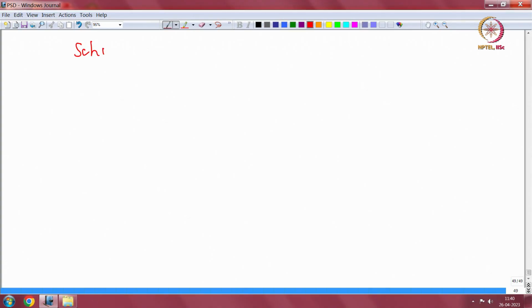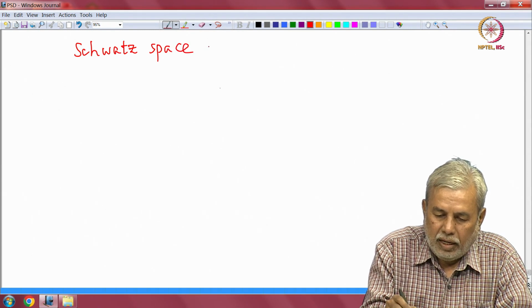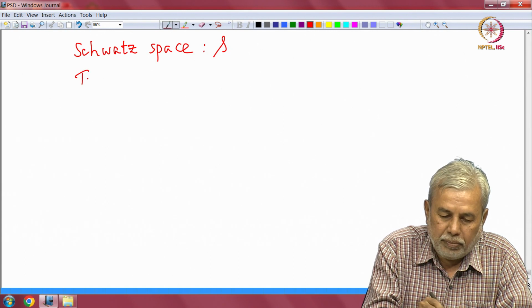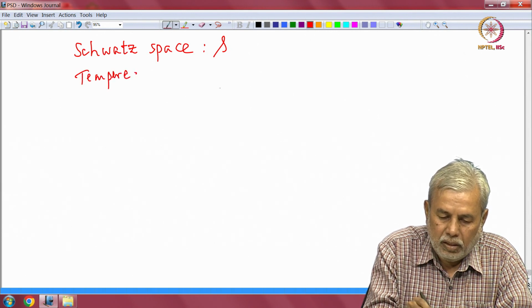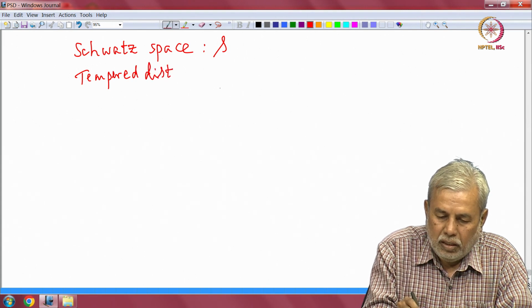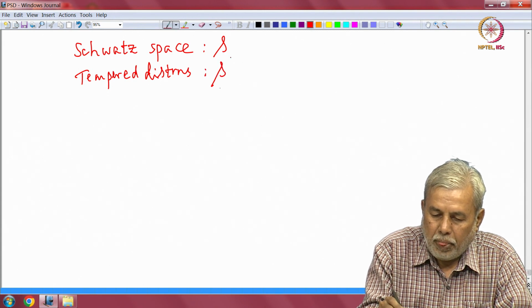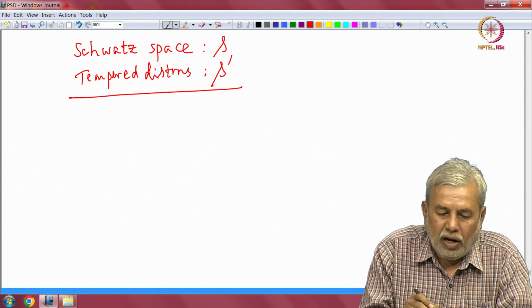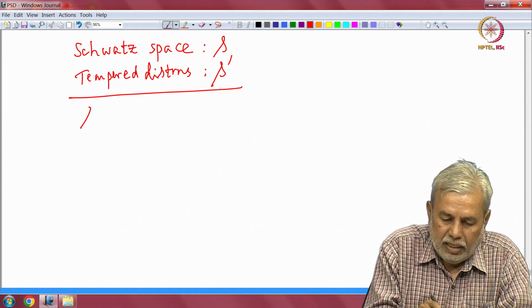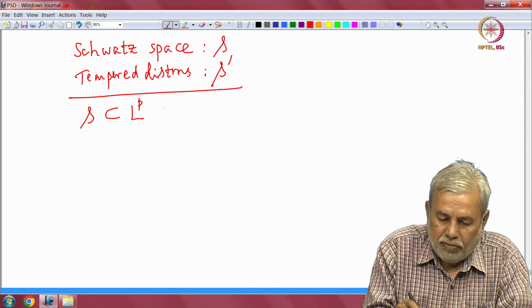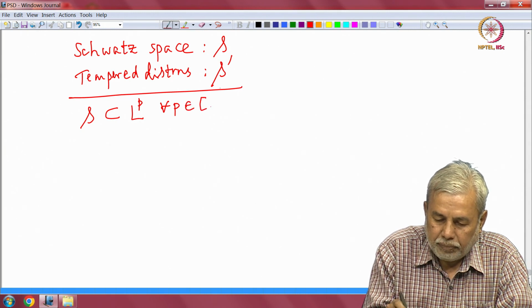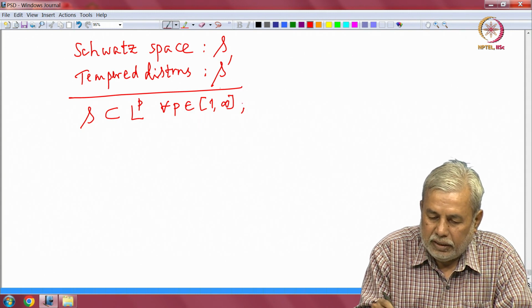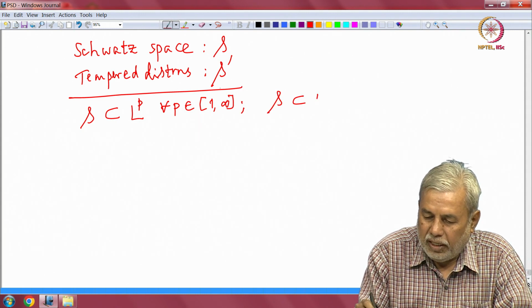So, welcome back. In the previous lecture we introduced the Schwarz space and its dual, the space of tempered distributions. We have all seen that this space is contained in L^p for all p in [1, infinity]. In particular, S is in L1 intersection L2.